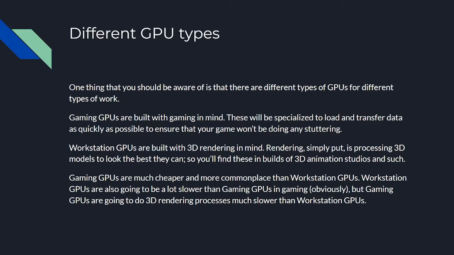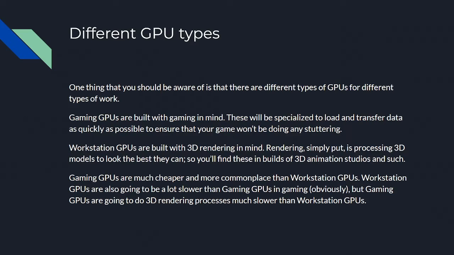I forgot which ones these are, but the size is about the same regardless. So, there are actually different types of GPUs. These are for different types of work. So, gaming GPUs are built with gaming in mind. These are specialized to load and transfer data as quickly as possible to ensure that your game won't be doing any stuttering. Workstation GPUs are built with 3D rendering in mind. Rendering, simply put, is processing 3D models to look the best they can, so you'll find these in builds of 3D animation studios and such.